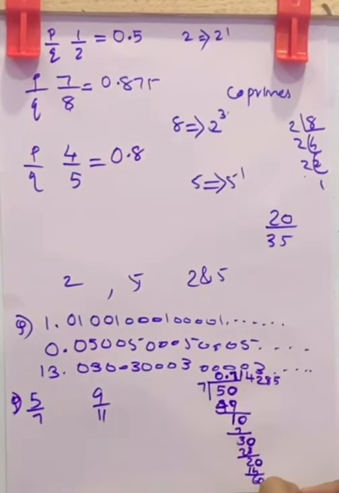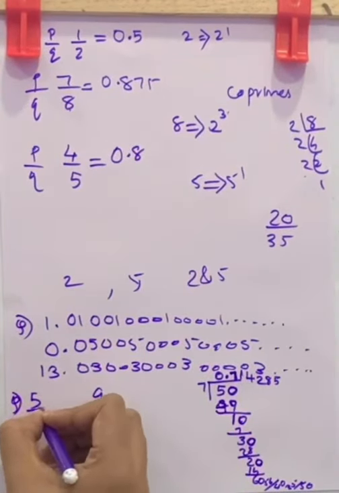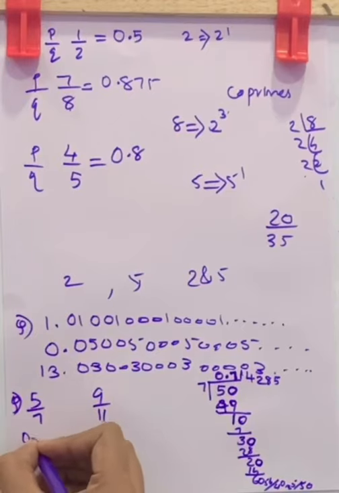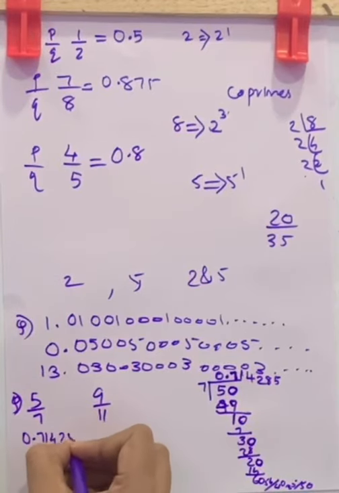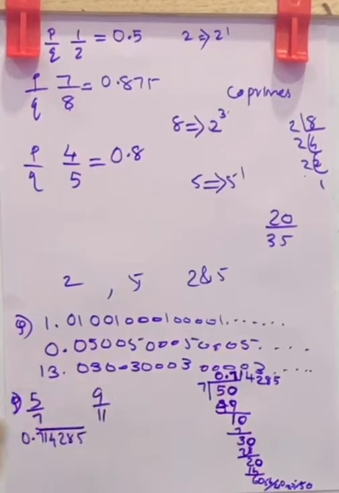7 fives are 35. Balance 5. Again we got 50 here. So this set will be repeating again. If we get 50, then it will be 7 sevens are 49. Now again we'll get one remainder, so it will be 10, then 7 ones are 7, like that. So this set will be repeating. So 5 by 7 is 0.714285 repetition. Now next is 9 by 11.